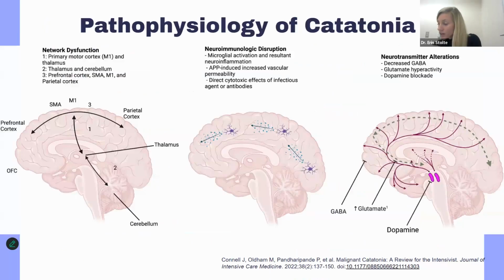Thanks, Kim. We're going to talk about the pathophysiology of catatonia now. When I think of that, there are three main areas that we know are abnormal with catatonia. The first one is a disrupted immune system. Catatonia on its own has significant changes in both the adaptive and innate immune system. There are increases in microglia, signs of neuroinflammation, elevations of cytokines, and increased permeability. So we know that the immune system is highly dysfunctional when we see catatonia.